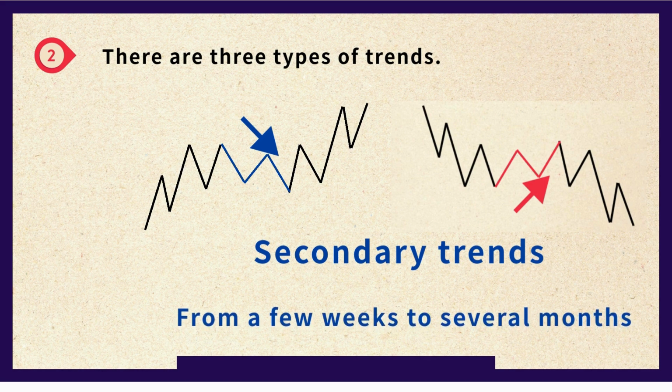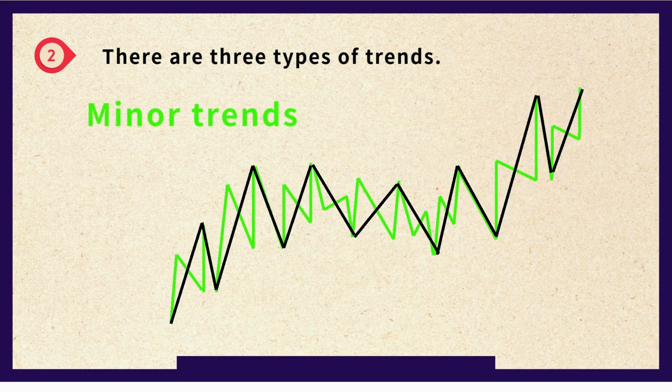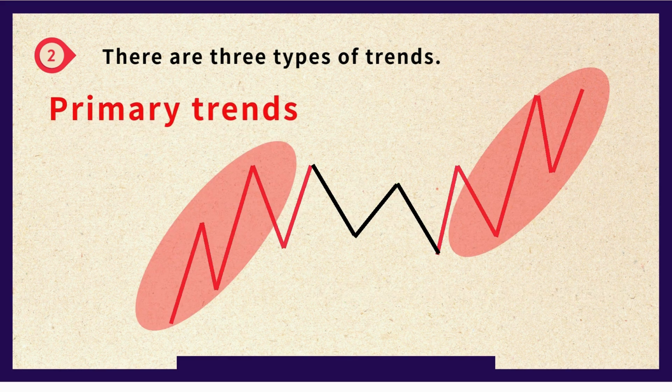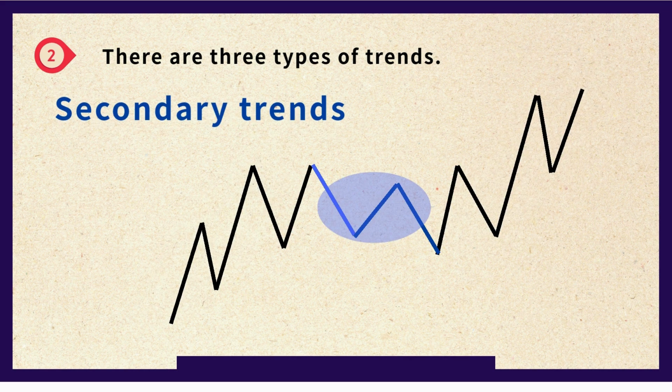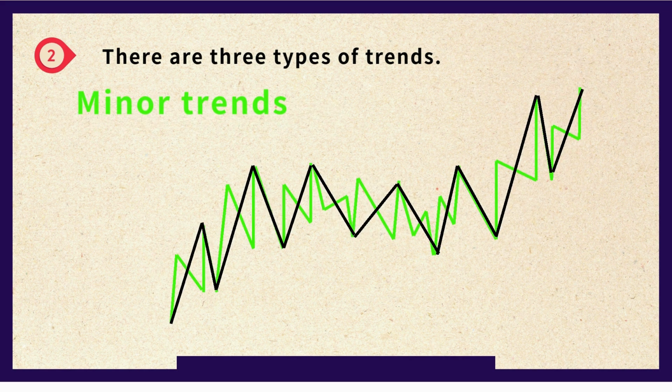Secondary trends last from a few weeks to several months. Finally, we have minor trends, which refer to small price fluctuations that happen daily or over a few weeks within the primary and secondary trends. You don't need to memorize the names of these trends, but understanding that the market has a larger movement, primary trend, with adjustments, secondary trend, and smaller daily fluctuations, minor trend, is essential. By recognizing this structure, you'll find it easier to understand what time frame the market is moving in.